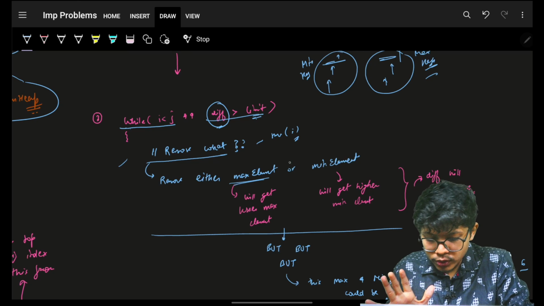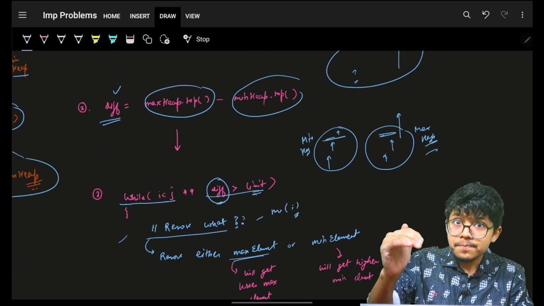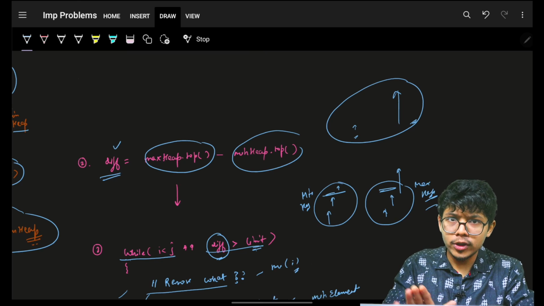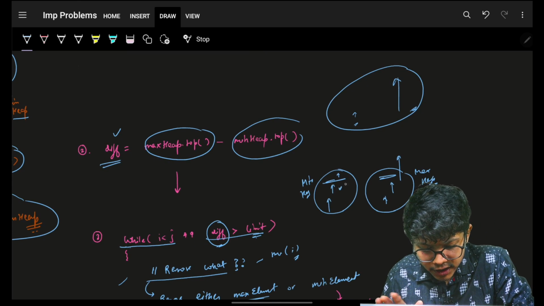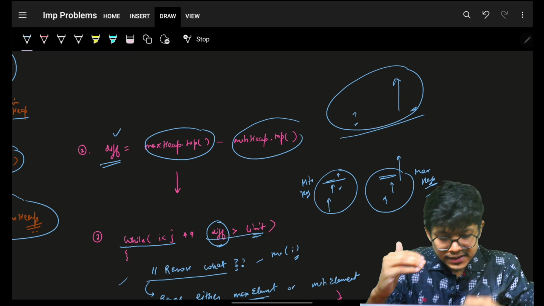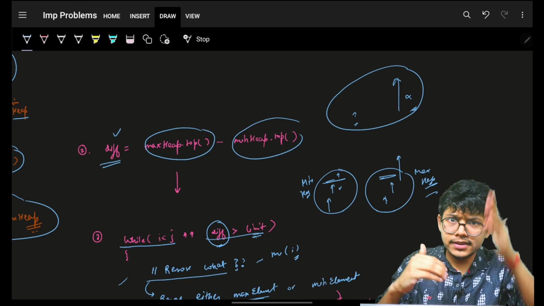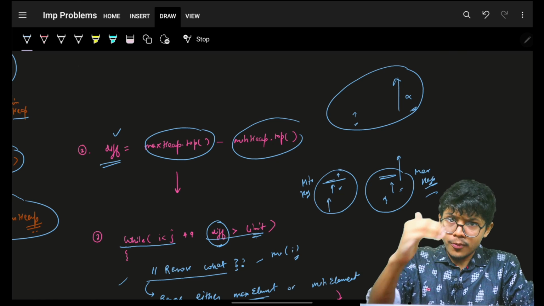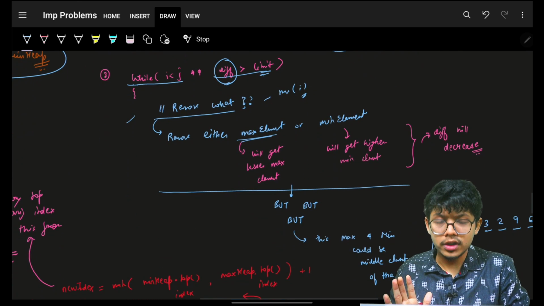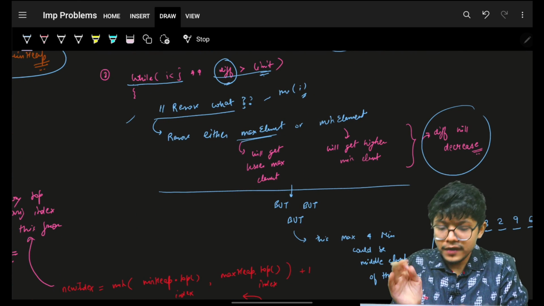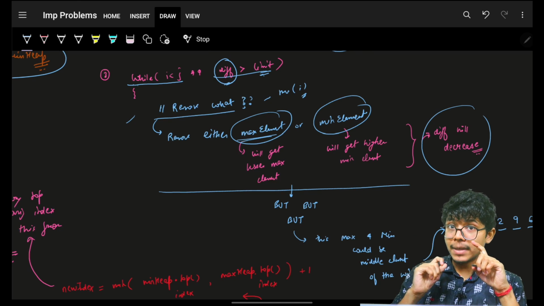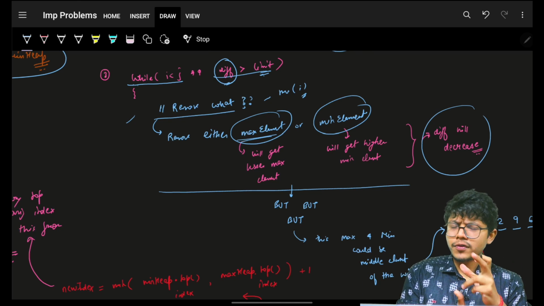So it makes sense to either remove this minimum element or remove this maximum element from my min heap or max heap. When I remove it, from the min heap I get a higher value, which will make my diff less. Or if I remove my max element, from the max heap I'll get a smaller value, which will help me reduce my diff. So ultimately, this is what I thought: that this can decrease my diff if I try to remove either my max element or my min element. But this is what we thought of.